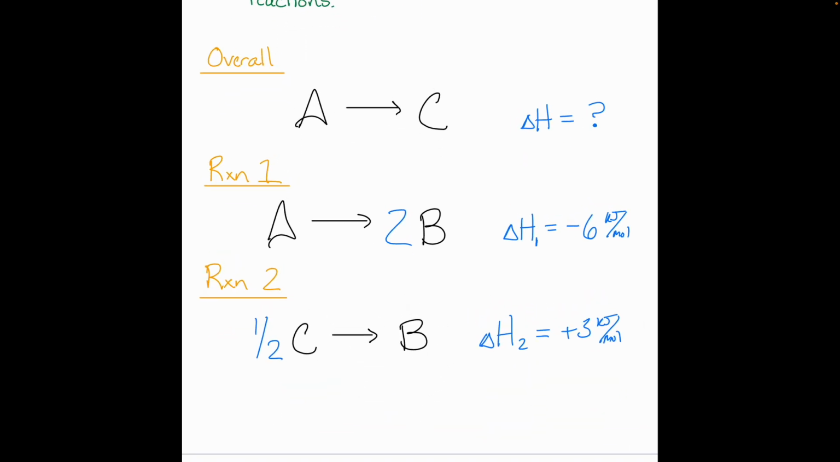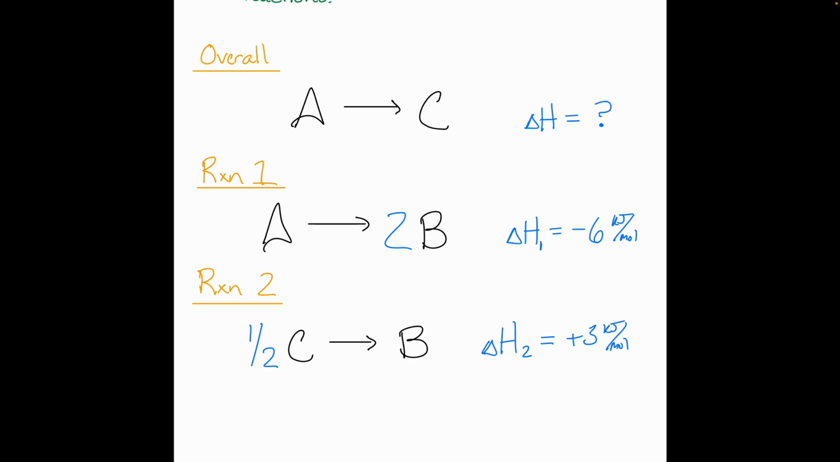Okay, I need to combine these two equations here to give me my overall chemical equation. Remember, we have two tricks we can use: we can multiply these by any constant value, or we can flip them around depending on what we need. If I'm looking at my first reaction, this is the only one of my known reactions that has A. And my A is on the reactant side in my overall chemical equation, so I'm not going to need to flip this around.